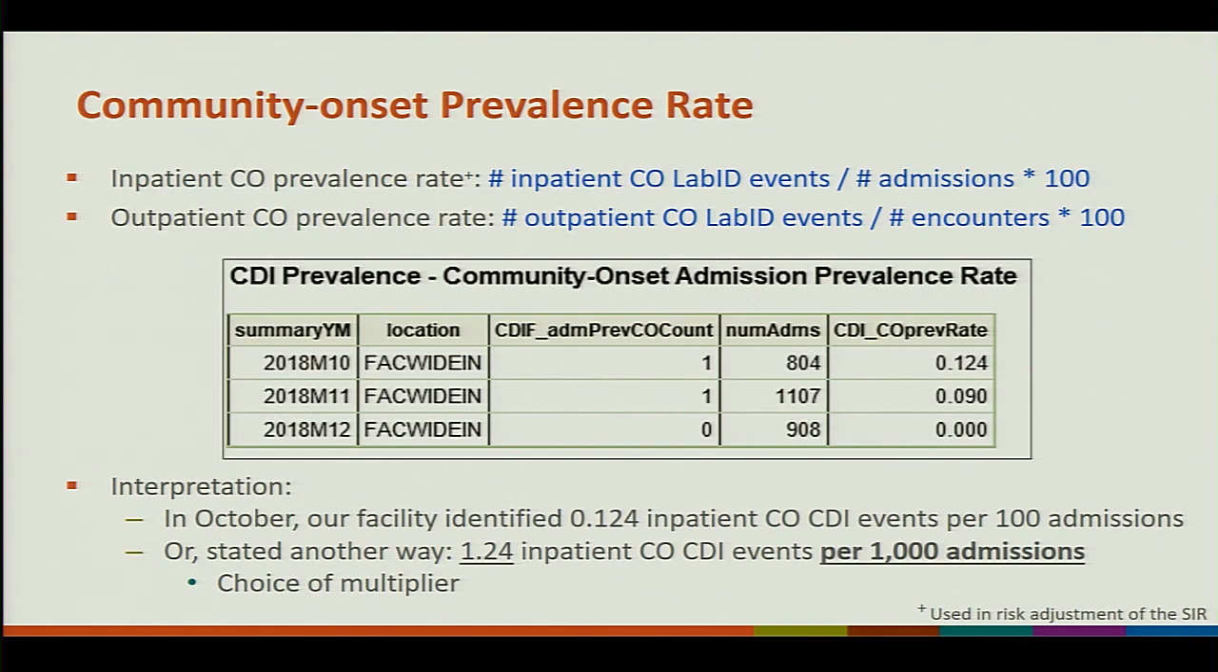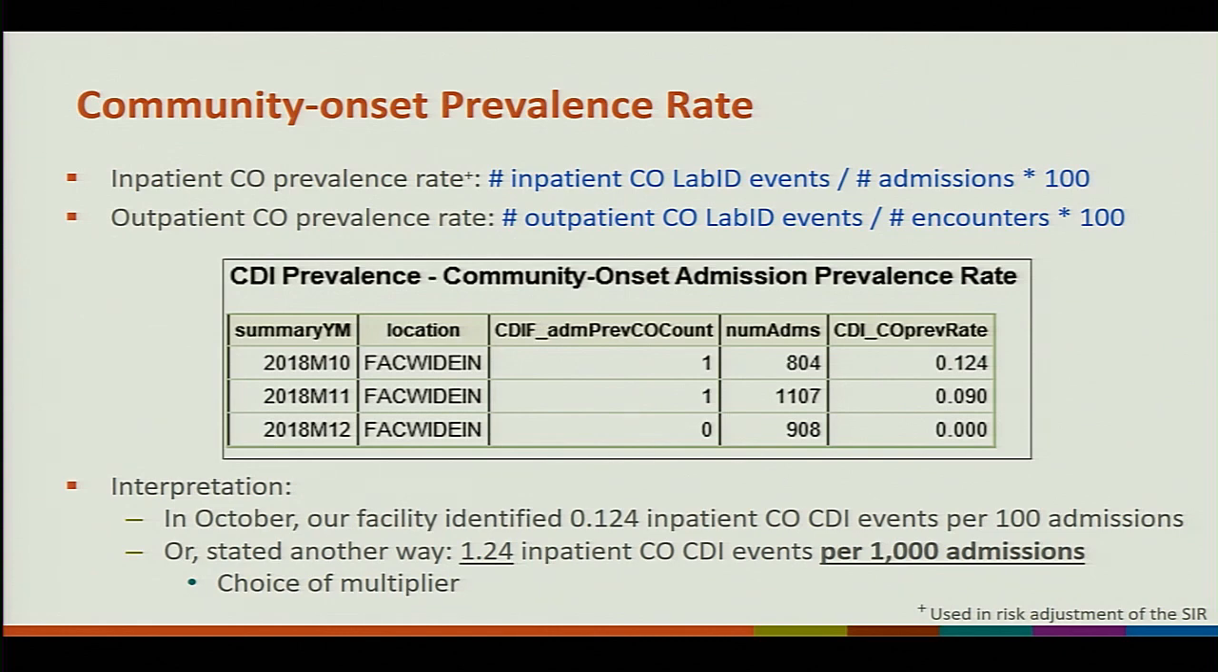So in this example here, we're looking at the inpatient community onset prevalence rate. And again, we see a monthly rate for the last quarter of 2018. And if we look at October data, we can see the facility reported one community onset inpatient event, and they had 804 admissions, which gives us a rate of 0.124 per 100 admissions. So that number is a little hard to interpret. It's a little hard if you're going to explain this or present this rate to others in your facility.